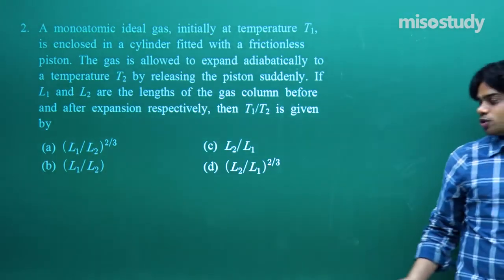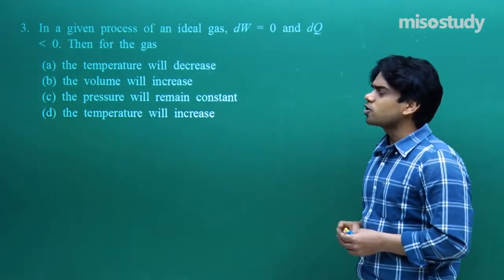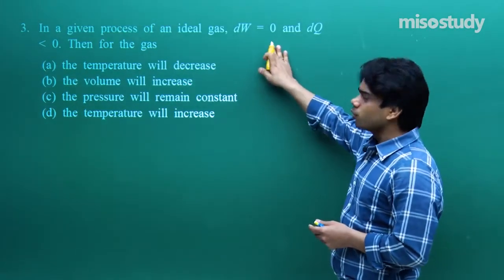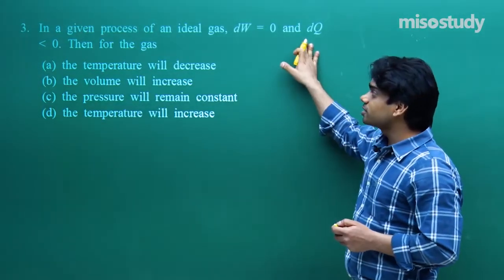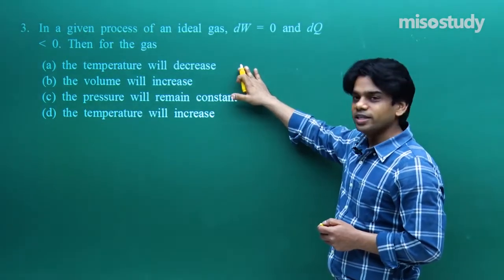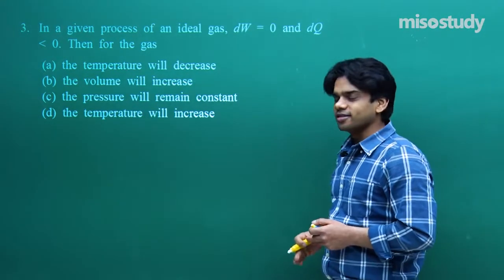Let's go to the next question of the class, question number 3. In a given process of an ideal gas, dW equals 0, that is work done is 0, and dQ is less than 0. Then for the gas, the temperature will decrease, the volume will increase, the pressure will remain constant, or the temperature will increase.